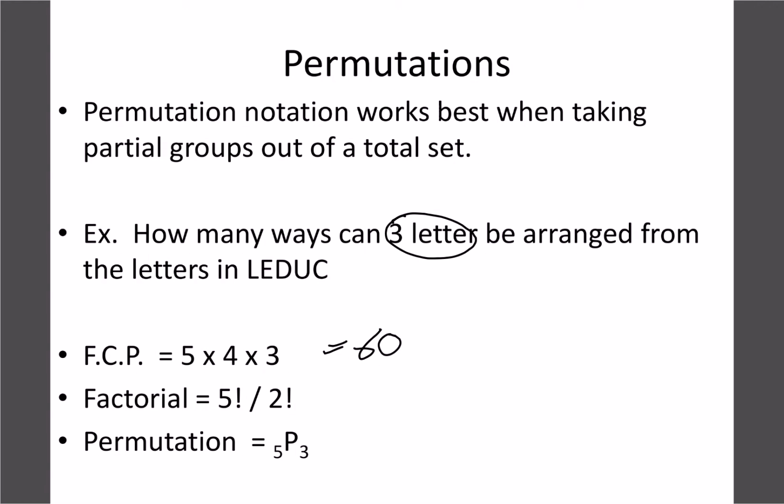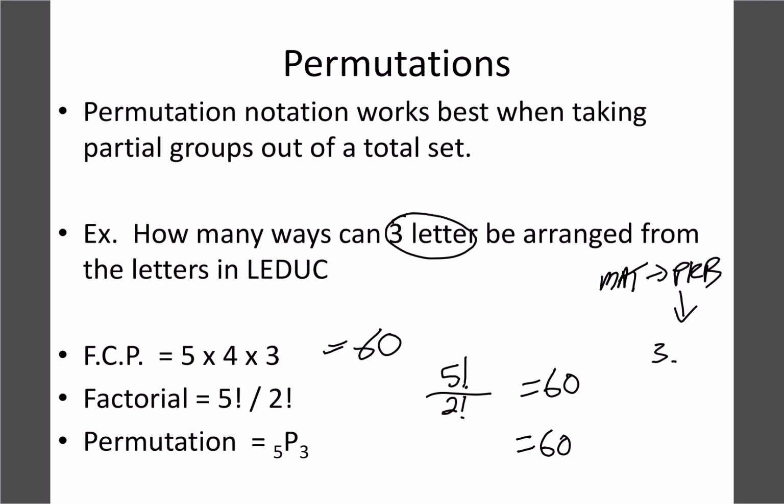Or we can see that 5 times 4 times 3 is almost 5 factorial, except we have to divide by 2 factorial. We don't want the 2 and the 1. So that would be another way of writing it, which would also give us the same answer. Now, the permutation notation is we can use 5P3, and that'll also give us 60. So on your calculator, go to math, scroll over to probability, and then the P notation I think is the 3rd one down. It has nPr, so all you have to do is type in 5, P, 3, and it'll give you your answer that way.